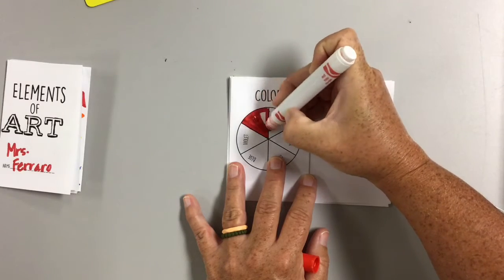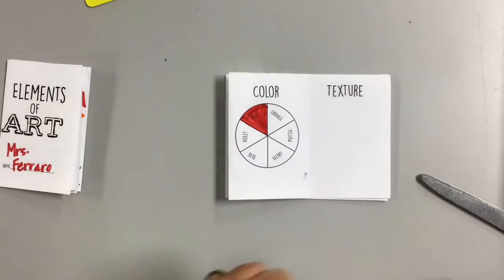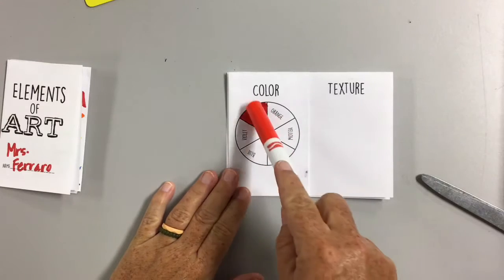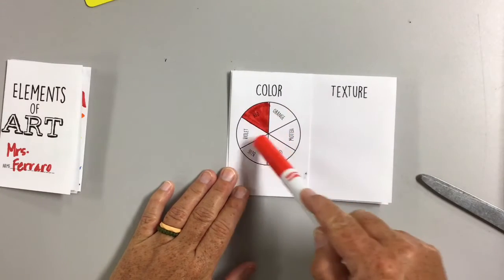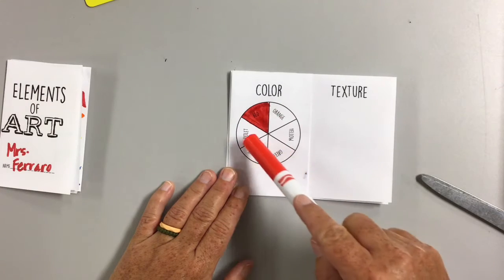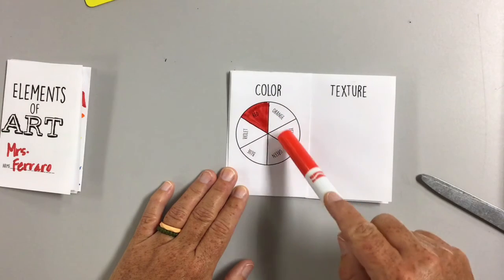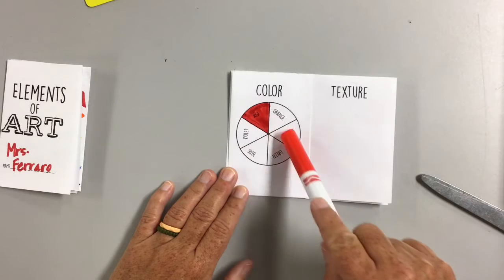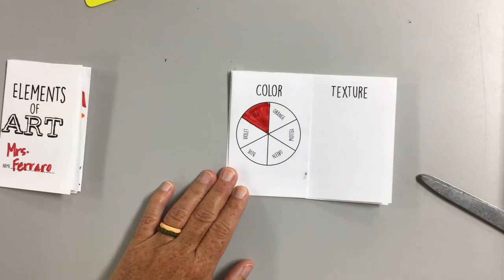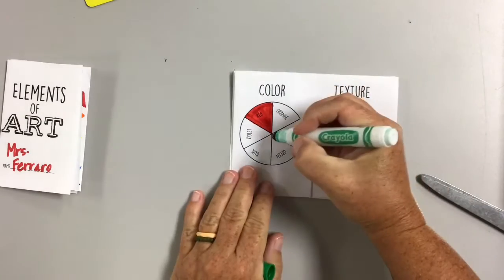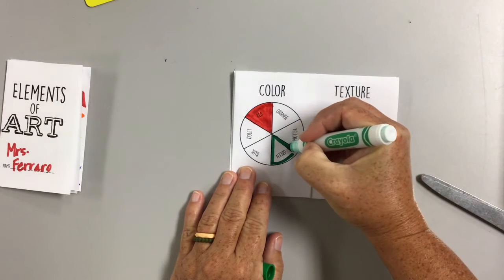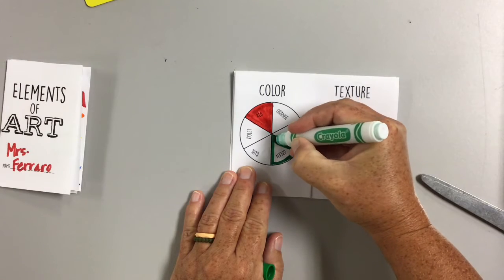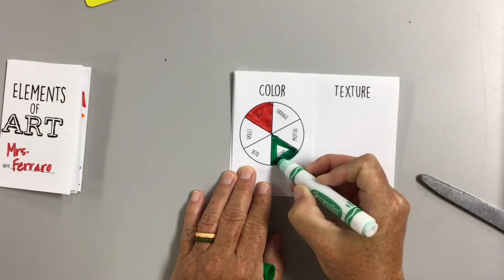Now we know that we've learned before, and we're going to learn it again, that we have our primary colors, red, blue, and yellow. We also have our secondaries, orange, green, and violet. Secondary colors are created by mixing two primaries. So red and yellow make orange. And I'll give you some time to color that. I'm just going to quickly do this green one and then move on to the next section.